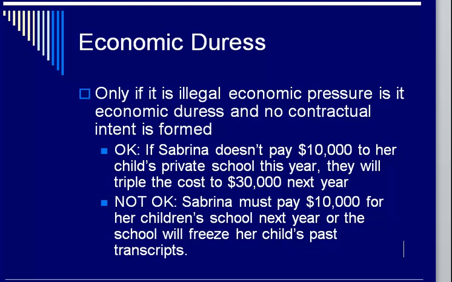Let's look at this example. It is true that if Sabrina doesn't pay $10,000 to her private school this year, they'll triple the cost to $30,000 next year. They're free to charge whatever they want, so there's no illegal pressure. It's unfortunate for Sabrina, but it's legal. It's not okay if they say they'll freeze her past transcripts if she doesn't pay $10,000 for her school for the next year. The problem there is that she's entitled to get the past transcripts for things that she's already paid for. And here they're trying to make her pay a higher amount for the following year. That is not okay.